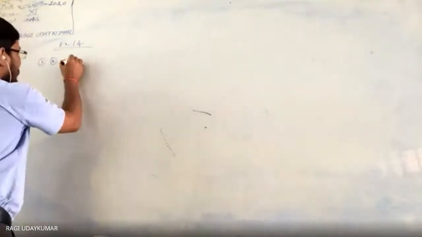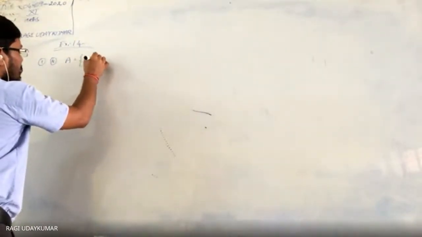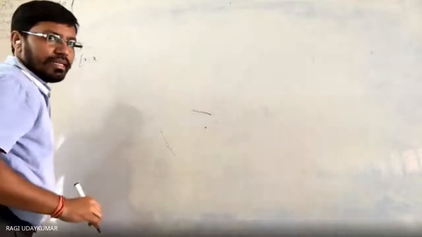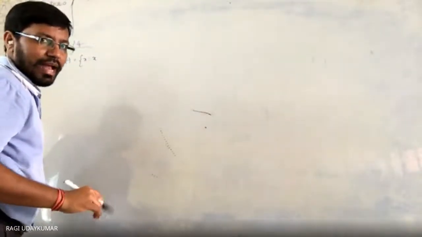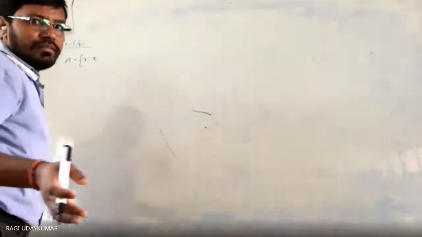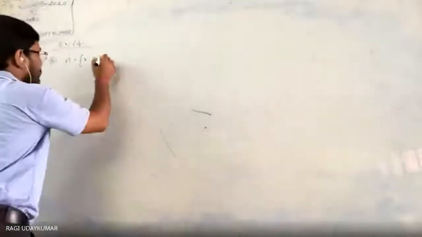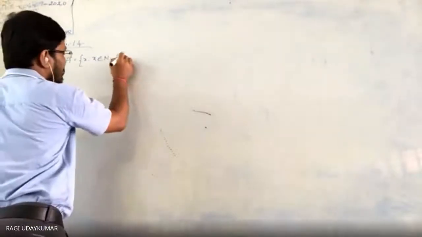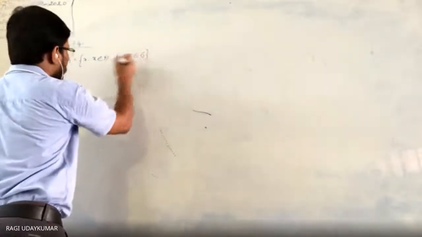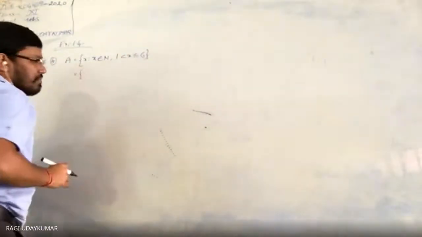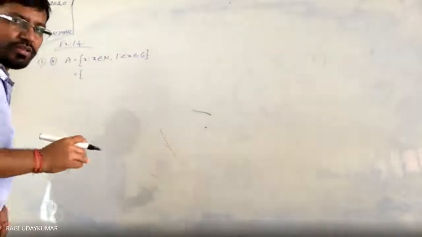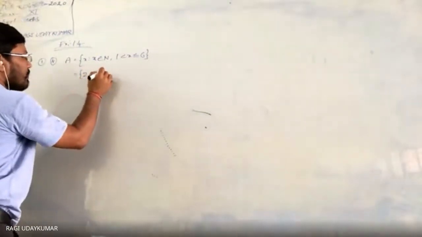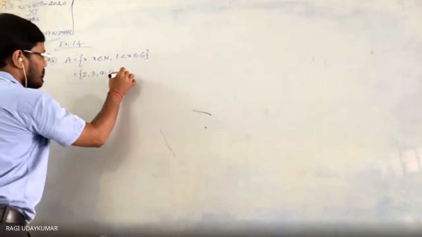Fourth problem, A is equal to the set of X such that X is a natural number and 1 less than X less than or equal to 6. X belongs to the natural numbers, I am writing in short form. If you want to write this in roster form, what do you get? 2, 3, 4, 5, 6.